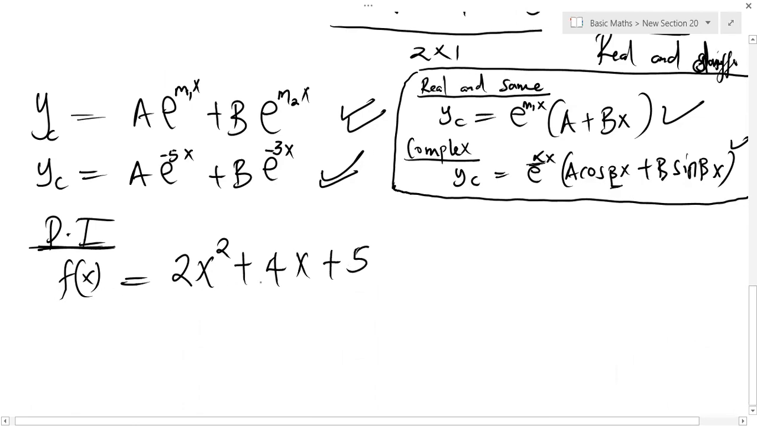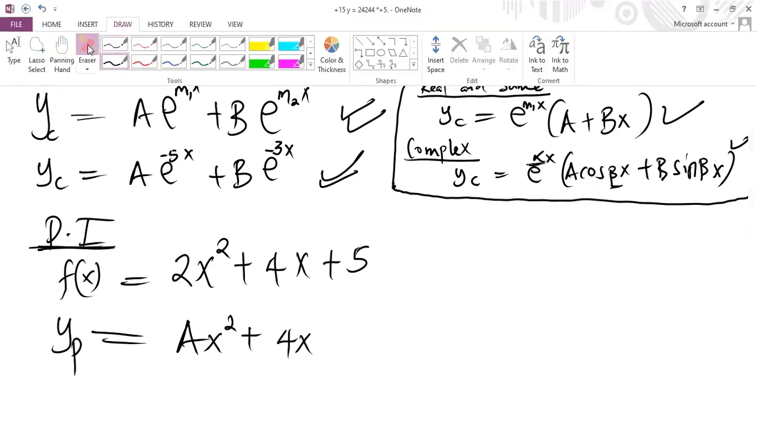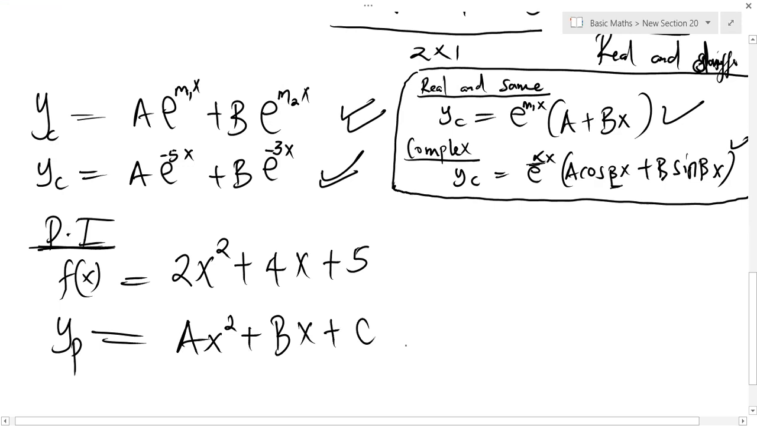Now, note, depending on the values of f of x, there are ways to express your assumed pi that will help you get the real pi. So for this polynomial of degree 2, our assumed pi is ax squared plus bx plus c. That's our assumed pi. This is what we are going to use to get our pi. Ideally, what we need to do is evaluate and get the values of a, b, c so that we come and write our yp here without the constants.